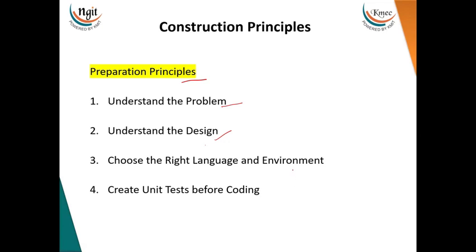The third one is choose the right language and environment, which means we have to pick a programming language that meets the need of the software to be built, and the environment in which it will operate. That is choosing the right language and environment. For example, if you are trying to build a real-time chat application, Node.js might be chosen for its event-driven model, right? So you use tools that suit the project very well.